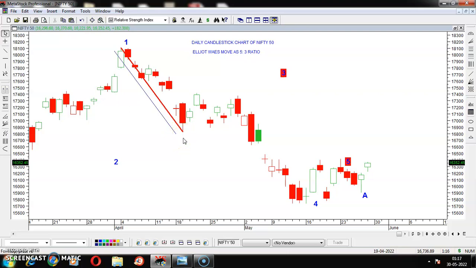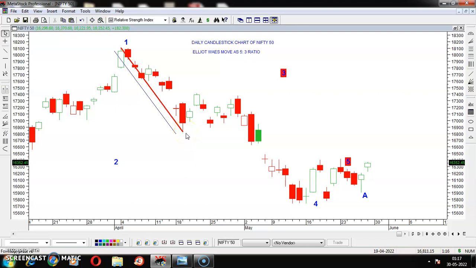After the completion of the first impulsive wave, how did you come to the conclusion that the first impulsive wave has completed? Because you see there is one bullish candle, and after that there is a gap up, so it means the end of the first impulsive wave. Now the second corrective wave has started.